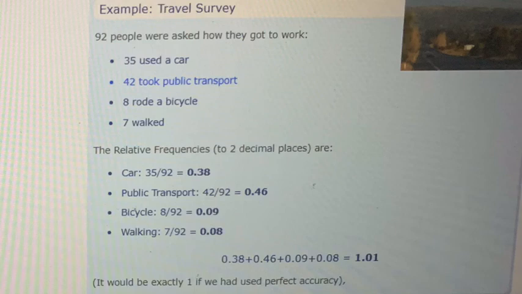Now, if we added them all together, it should equal 1, but because our rounding is a little bit off, it equals 1.01.